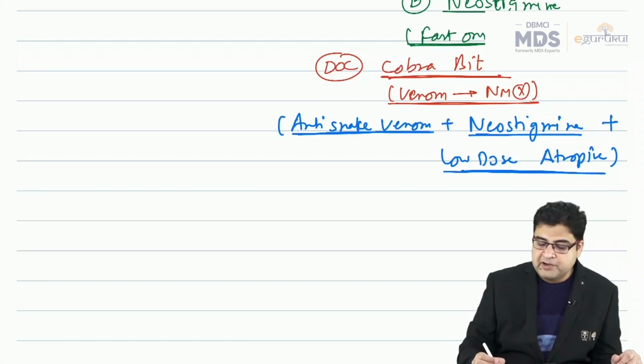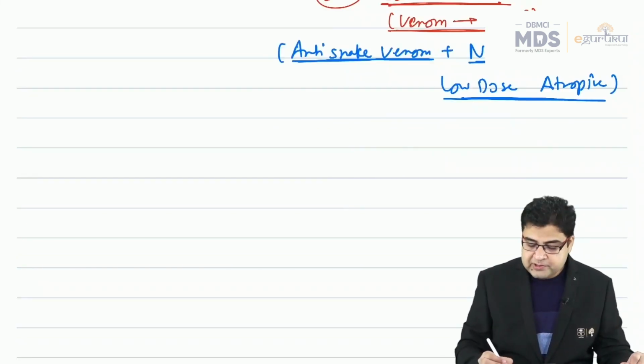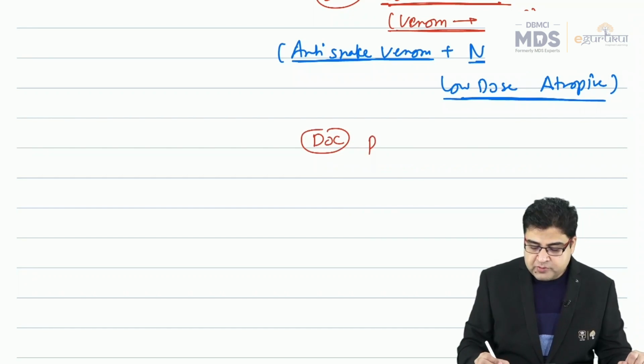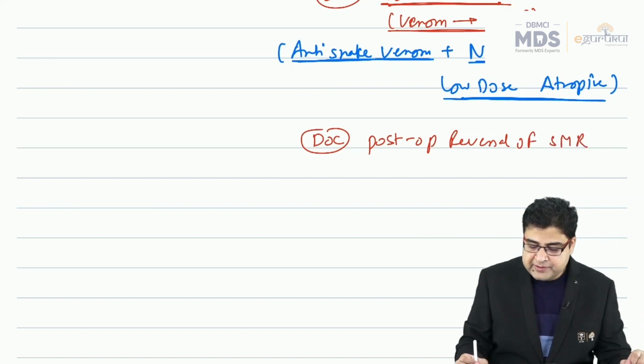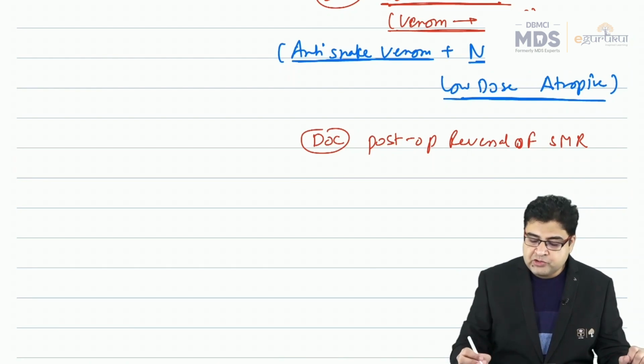So neostigmine is a drug of choice for cobra bite, given along with anti-snake venom. Neostigmine is also considered a drug of choice for post-operative reversal of skeletal muscle relaxants. Now, guys, what is a skeletal muscle relaxant? Do you remember? We have discussed it already.